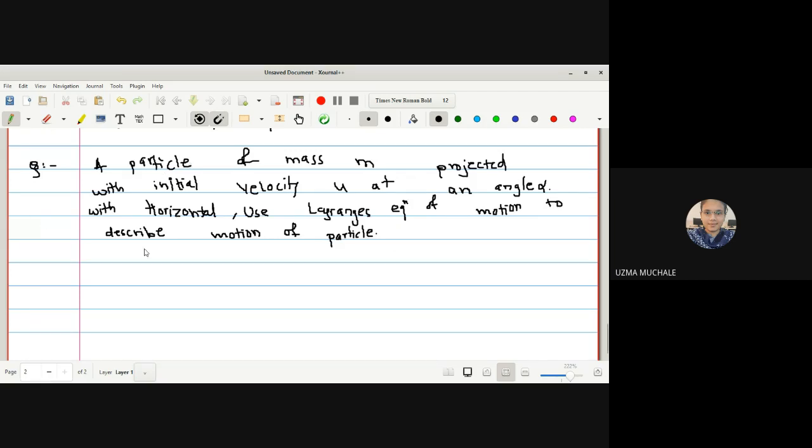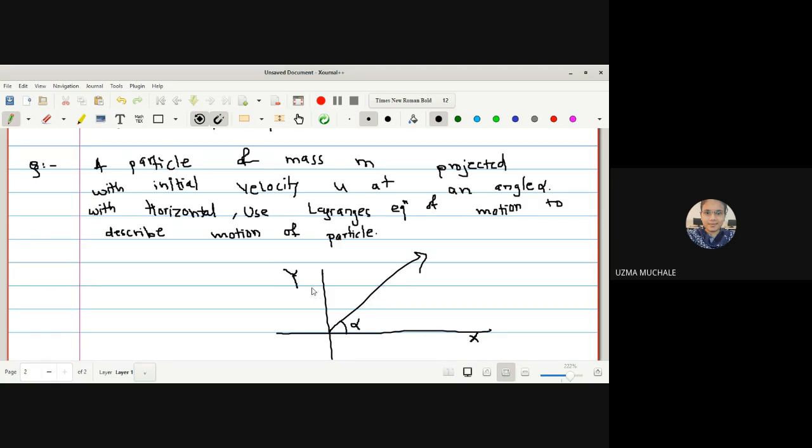Okay, so what is given? A particle of mass m is projected with initial velocity u. That means, suppose we have a 2D plane, and a particle of mass m is projected with the initial velocity u at an angle alpha. It is making an angle alpha with the horizontal. That means this is x and y.